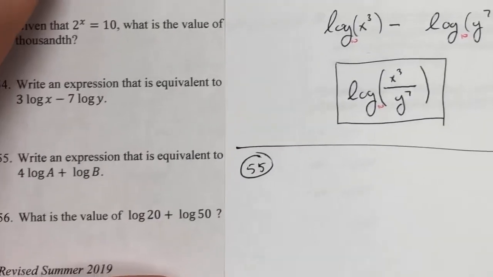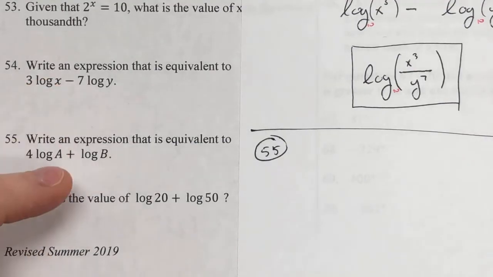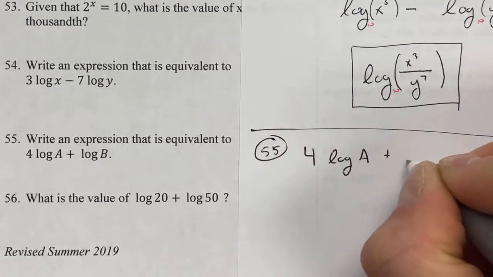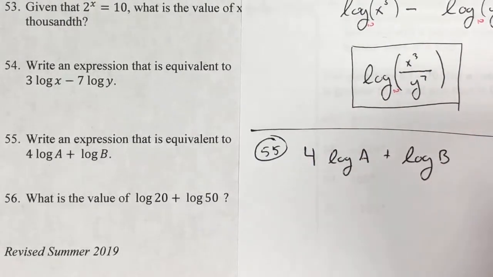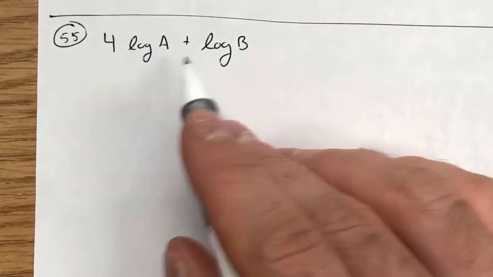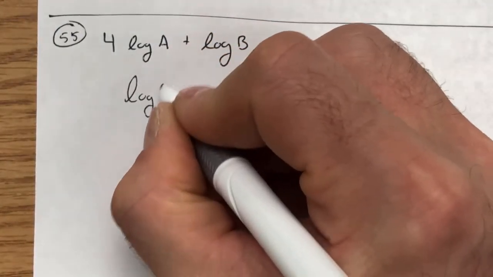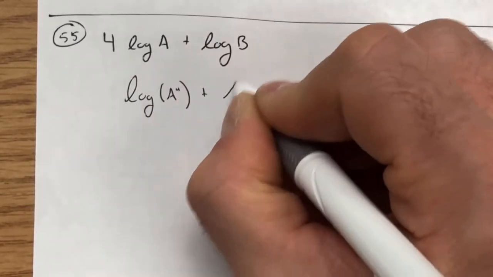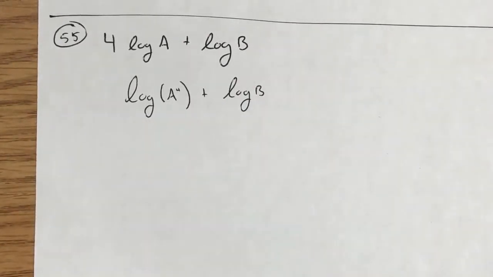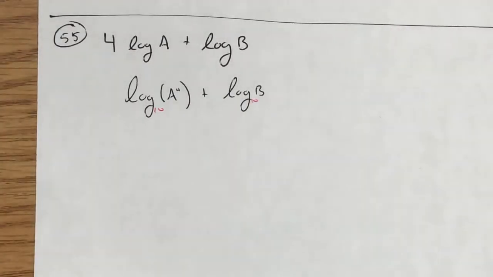Okay, so 55 looks like we're doing more of the same. We're going to write an expression that's equivalent to, instead of subtracting this time, we are adding. So we have 4 log A plus log B. The first thing I need to do is get rid of any pesky coefficients, and I'm going to rewrite them as a power. So I have the log of A to the 4th power plus log of B. Now I'd like to write these as one logarithm expression, and I can only do that if they have the same base. I know that both of these have an assumed base of 10 because these are both common logs.